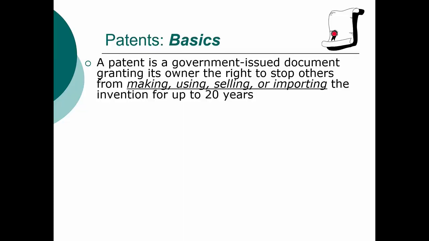What is it? Well, it is a government-issued document that is publicly available. Its point is to tell the world that the government is going to grant the owner of this patent the right to stop others from making, using, selling, or importing the invention for up to about 20 years. Those are the four key rights that you have when you own a patent. And you'll notice only one of them necessarily involves money. You can infringe a patent without selling something.